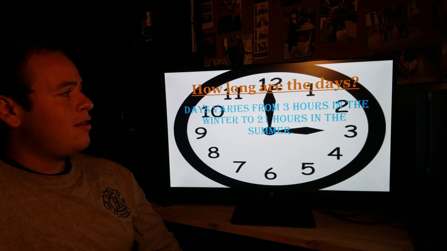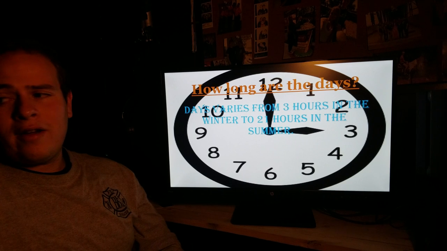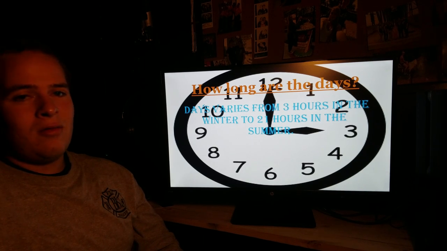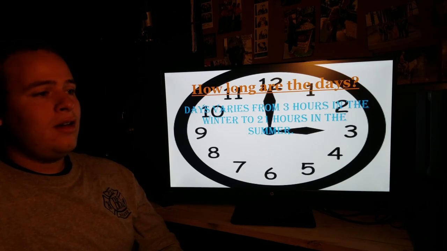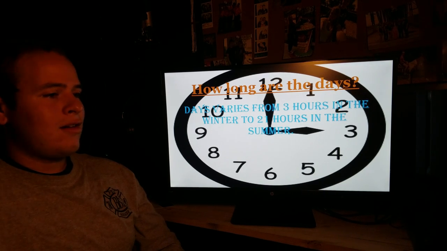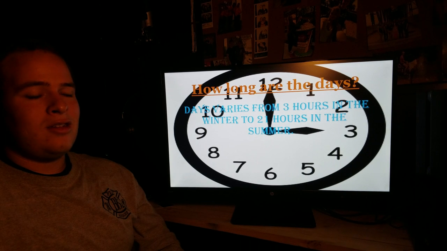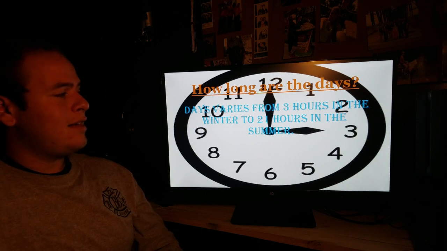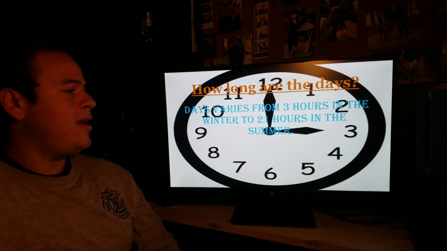Next, we're going to talk about how long the days are. Days vary from 3 hours in January, which is the heart of the winter, to 21 hours in July, which of course is the heart of their summer. But as you can see in the chart, the highest it really gets is 56, maybe, if you're lucky.